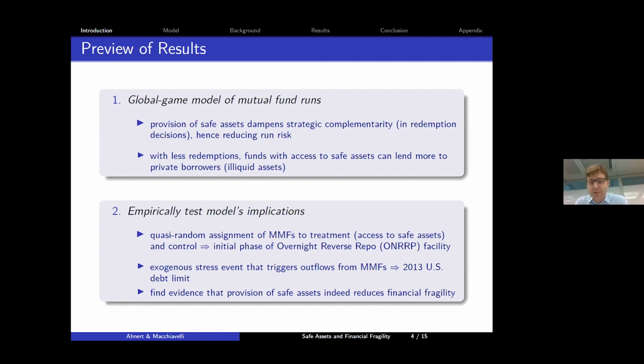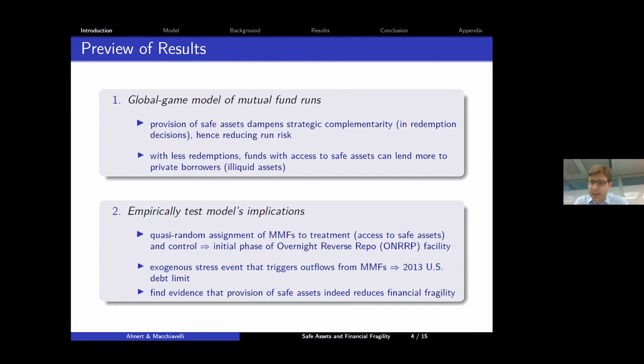And we argue that we have a quasi-random assignment of money funds into treated and control groups. The treated group will be money funds that have access to this overnight reverse repo facility, which in that period is the safe asset, while control funds do not have access. And I'm sure that Marco will expand on that later.